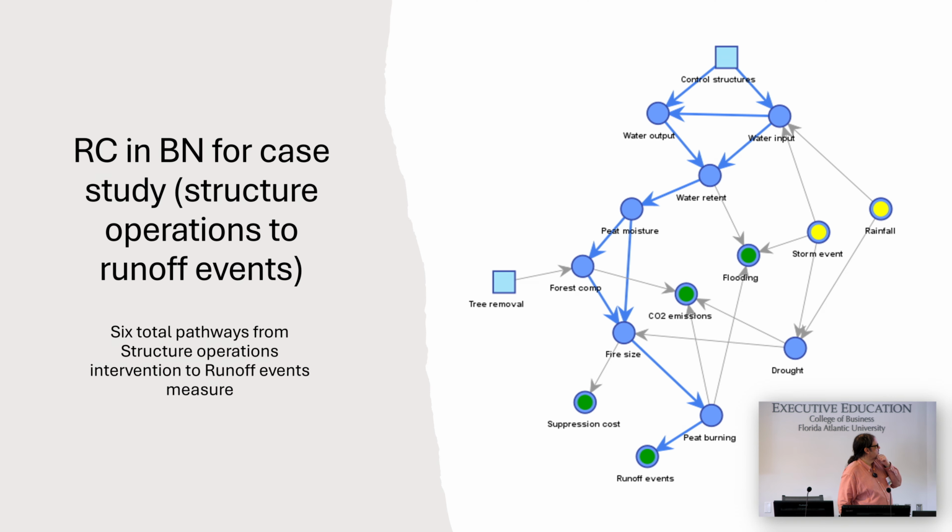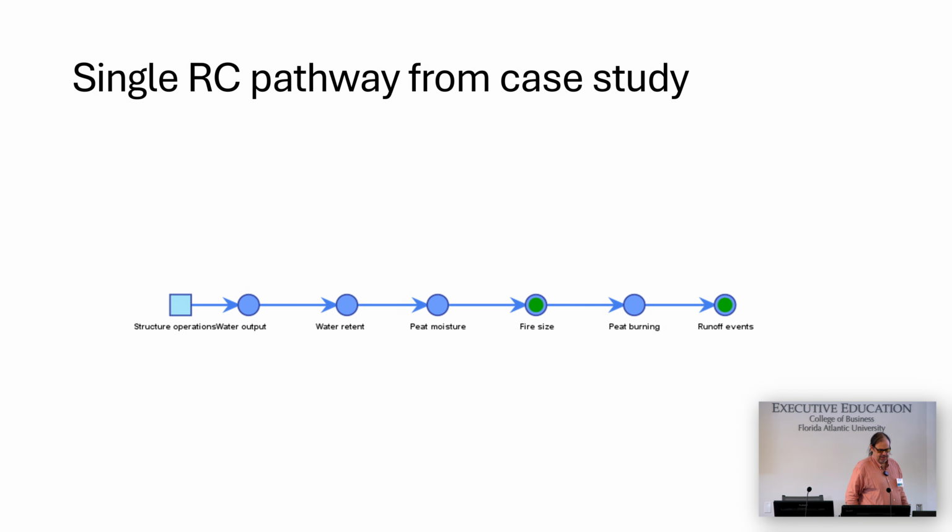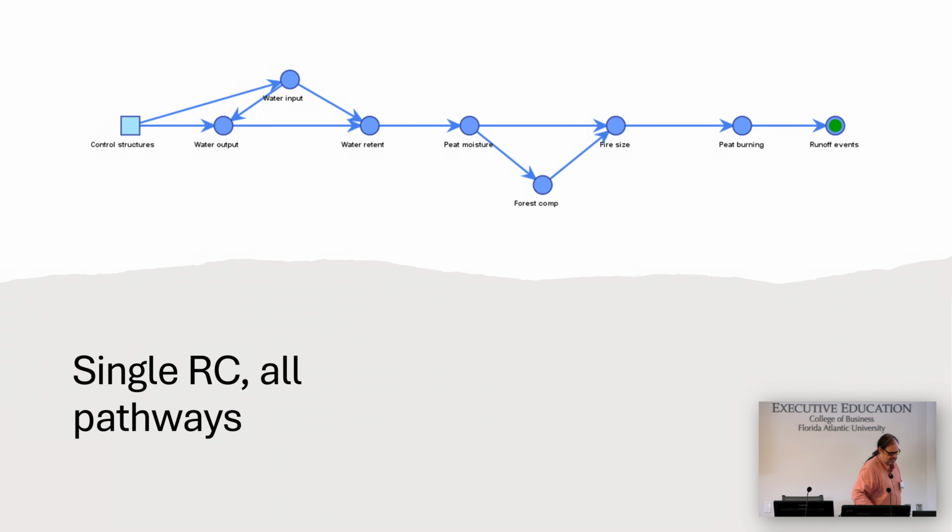BayesiaLab identifies 6 total pathways, and let's hone in on one of them initially. And so we could take this immediately from our consequence model and create a result chain from these causal pathways that are identified, or at least a starting point for a result chain. And so on the left, we have our structure operations, move to water output from the system, to water retention, to peat moisture, to fire size, to peat burning, to runoff events.